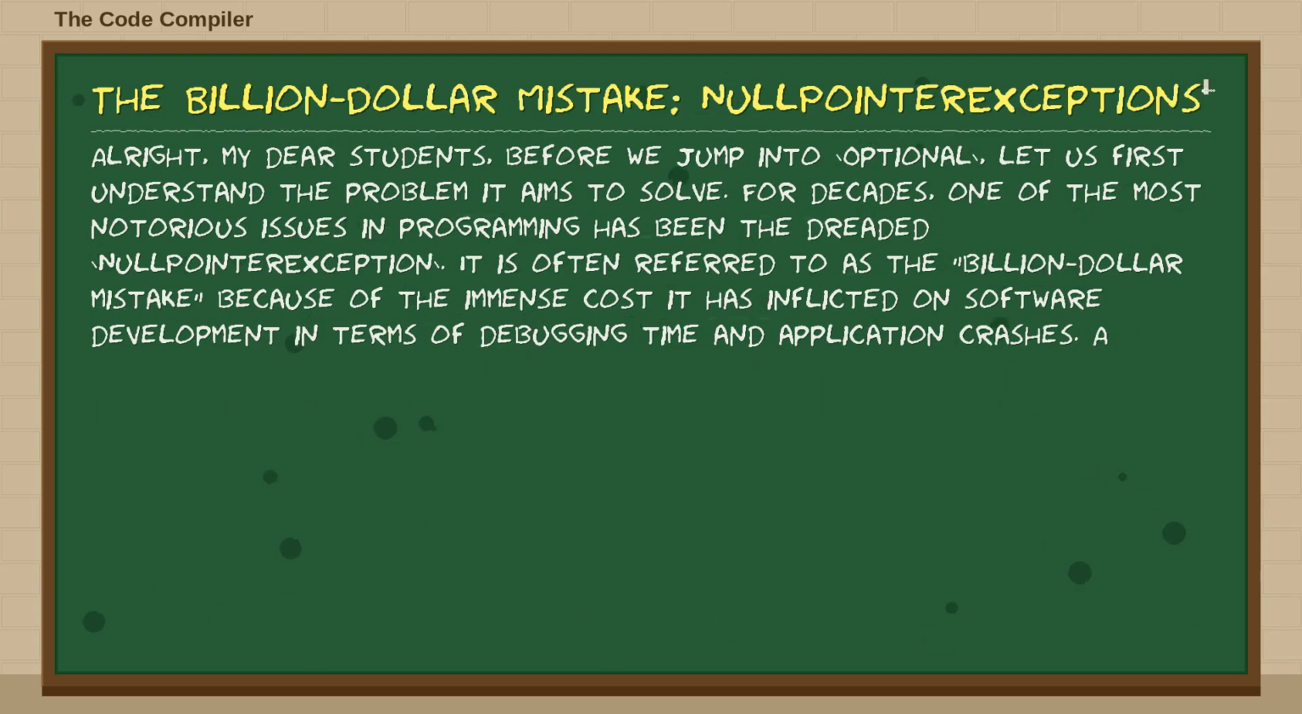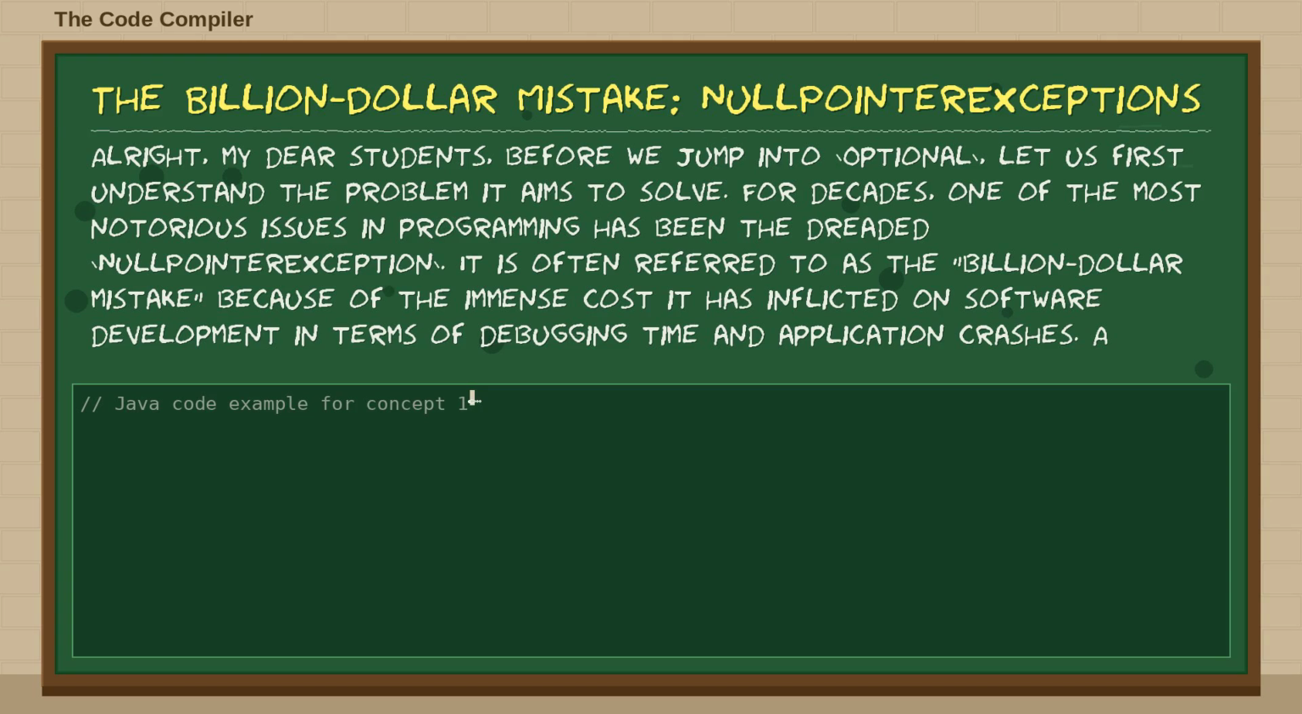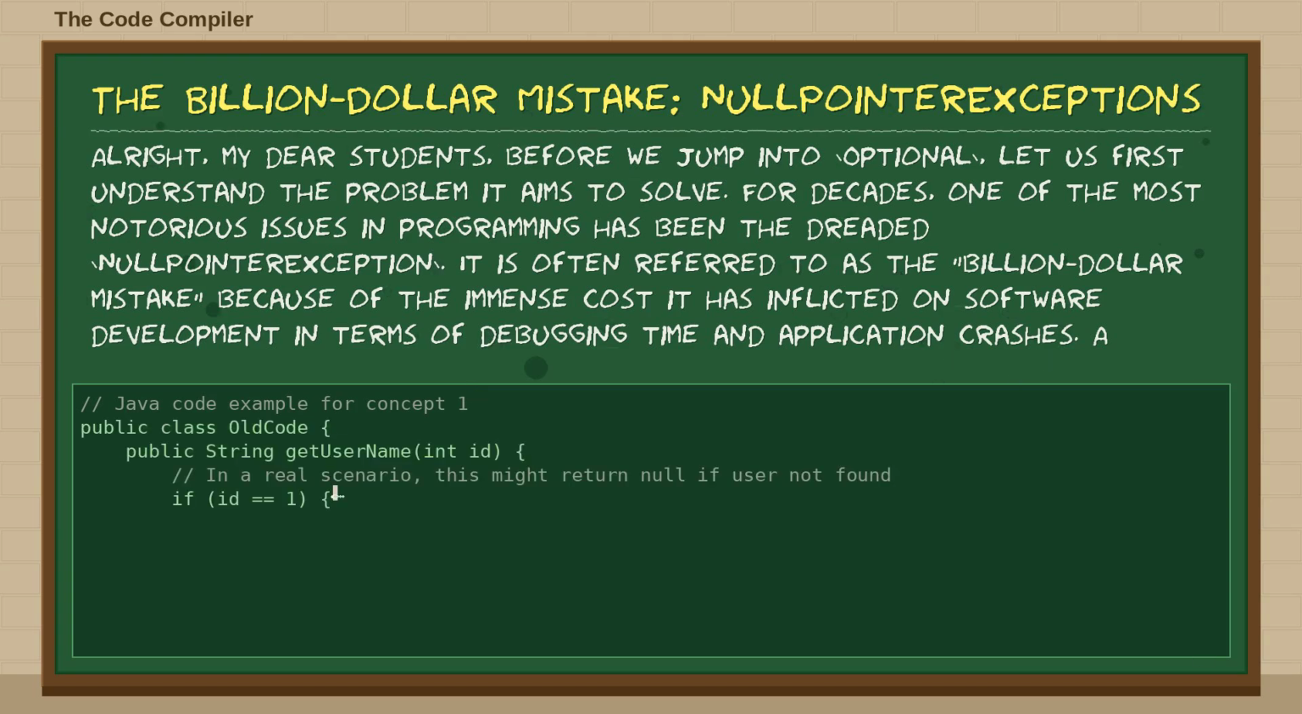Imagine a scenario where a method is supposed to return an object, but sometimes, for some reason, it returns null. If the calling code does not explicitly check for null, boom, you get a NullPointerException. This forces us to write a lot of repetitive null checks, making our code verbose and less readable. This is exactly where Optional comes to our rescue.